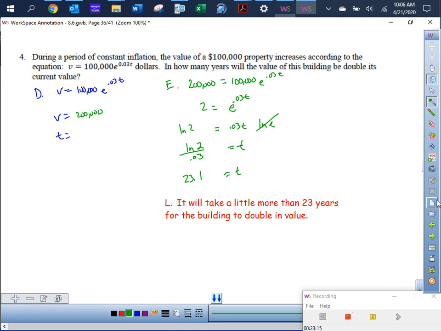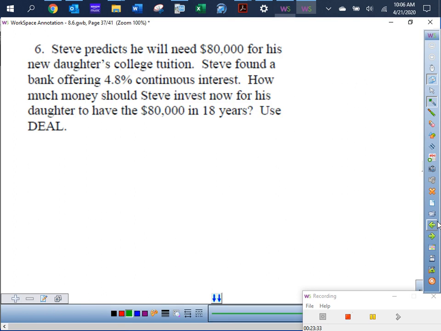So we'll label that in a complete sentence. It'll take a little more than 23 years, or about 23 years, however you want to say it, for the building to double in value. And then I think we got one last one. This one's different. So it's easier than you think, but it's different.